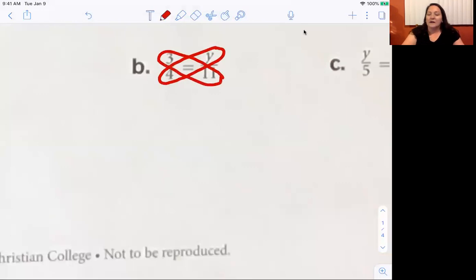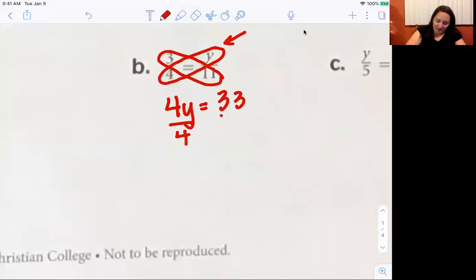Okay, so we're going to do this one first. What is 4 times y? Any number times a variable is just those two stuck together. 4y equals 3 times 11, 33. Now, 4y equals 33. How do I get y isolated? How do I get y by itself? Divide by 4. Because if we're multiplying by 4, we want to divide by 4. So y equals 33 over 4.